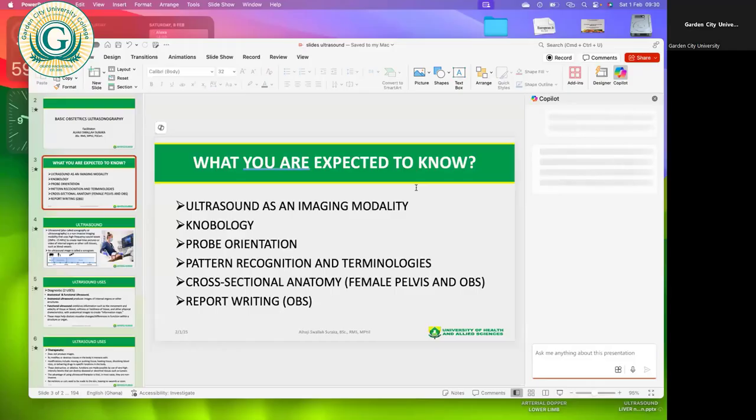We will do that for the normal female pelvis. Then we will do that for OBS when the pelvis is gravid. So we will be discussing that into details and how these structures appear on ultrasound. Then, of course, after you are able to visualize and characterize the female pelvis, whether gravid or non-gravid, you would have to report on it. So we'll be dealing a little bit about report writing, and that would end the semester's work.